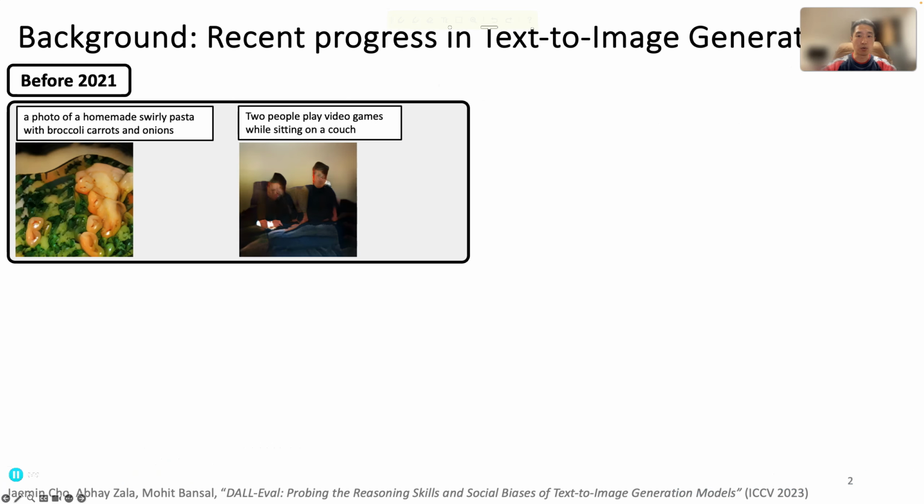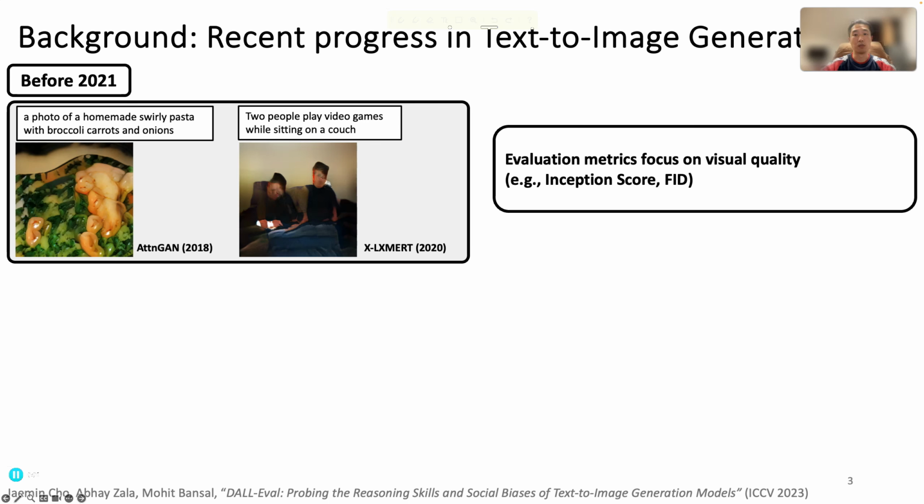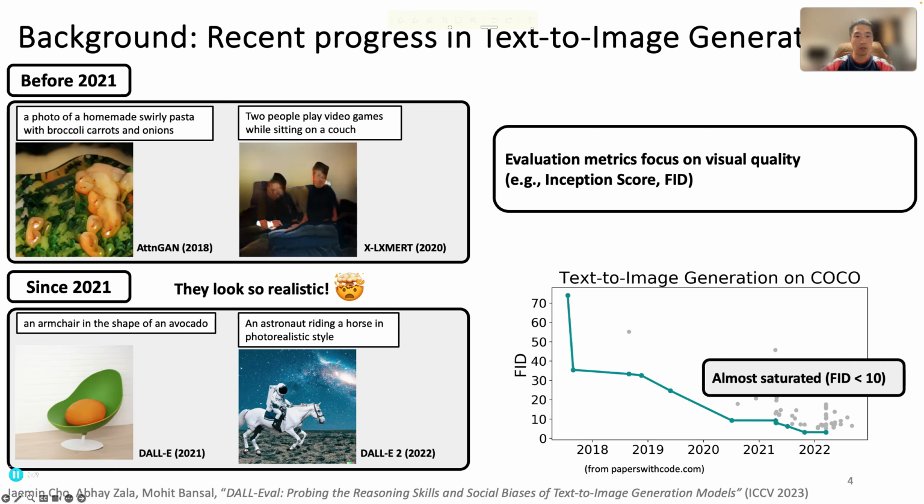Here's an overview of recent progress in text-to-image generation models. Back in the day, until 2021, the models could just generate blurry images from text prompts. So people commonly have used metrics like FID, which measures how realistic images look. Recently, text-to-image generation models have shown remarkable progress in the last few years. Now they can generate very realistic images and score very low FID scores on benchmarks.